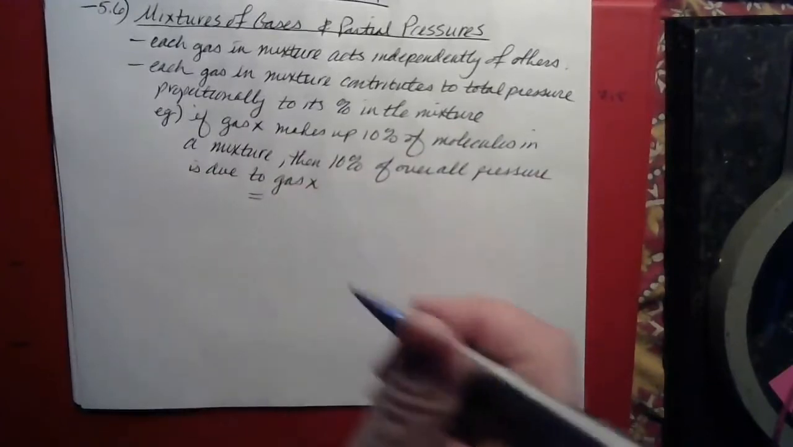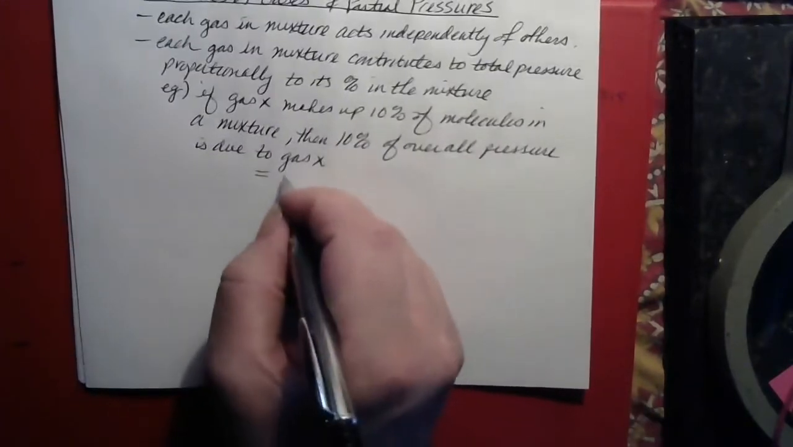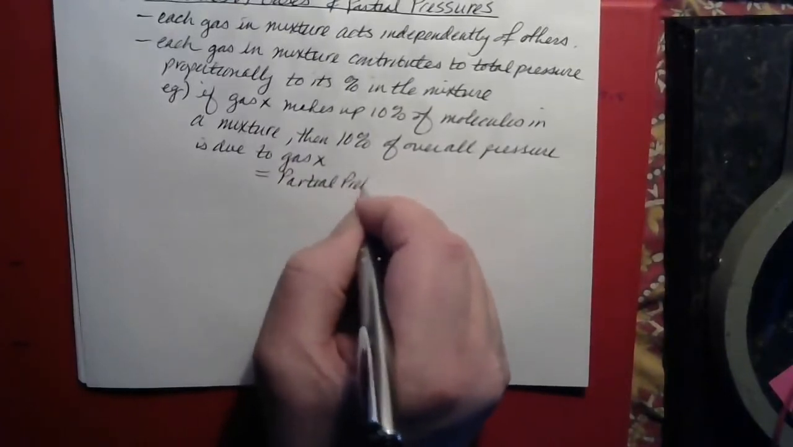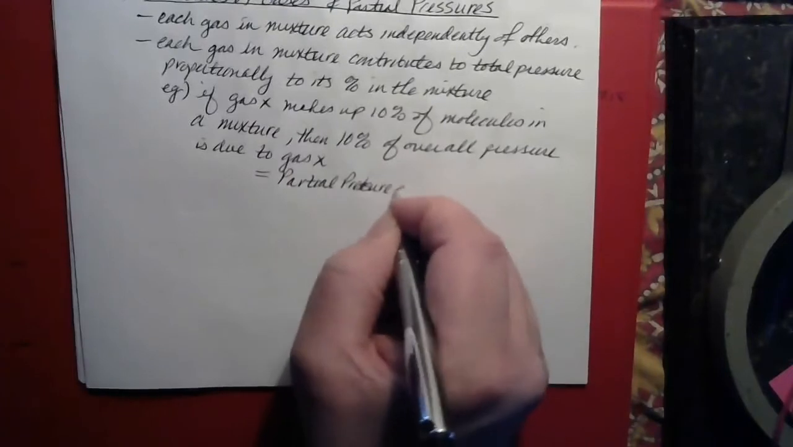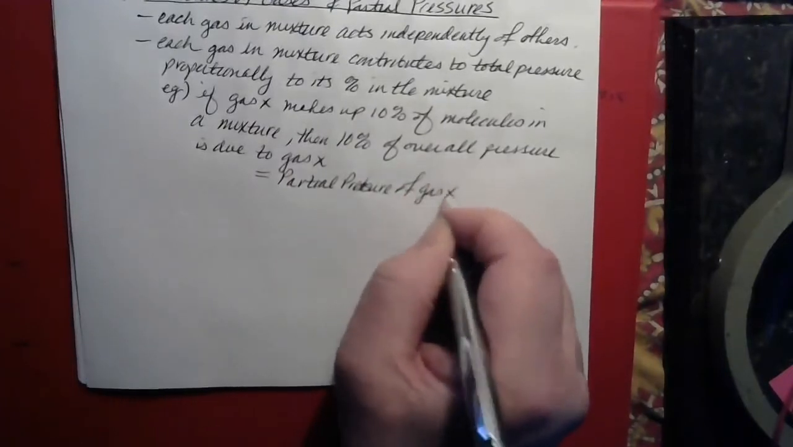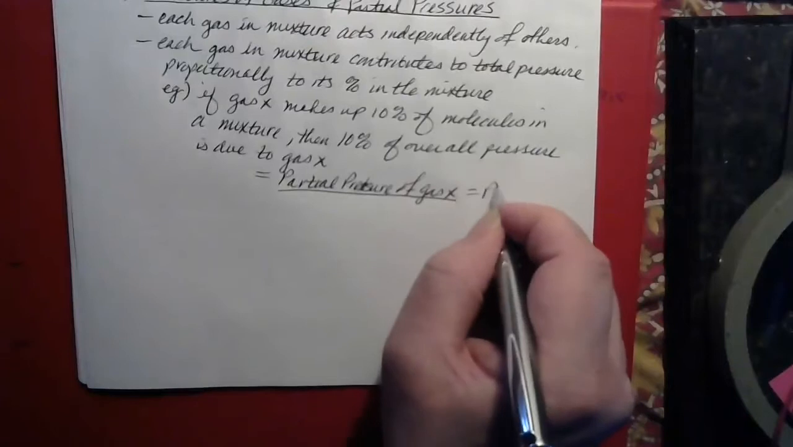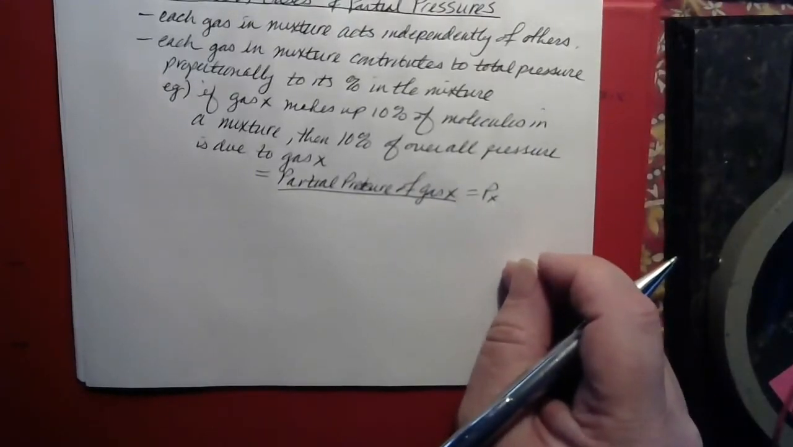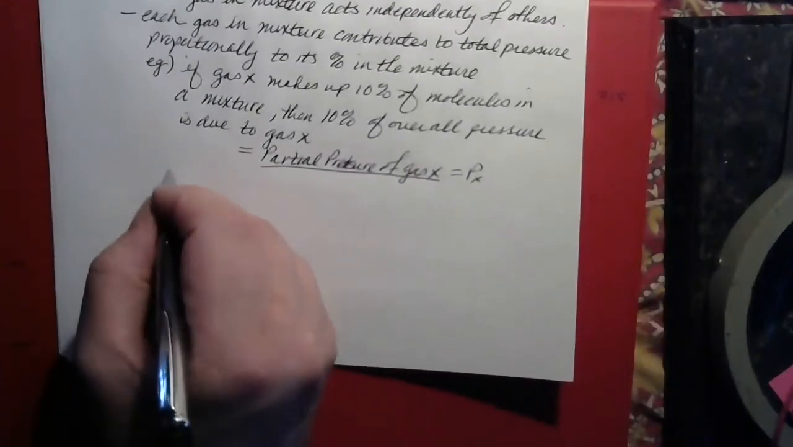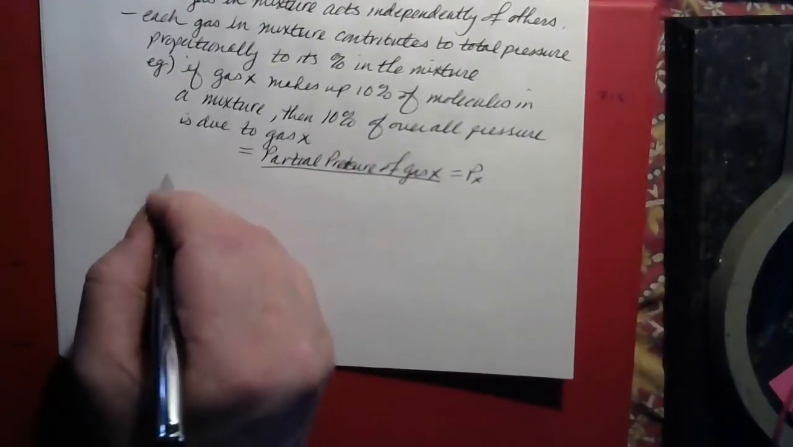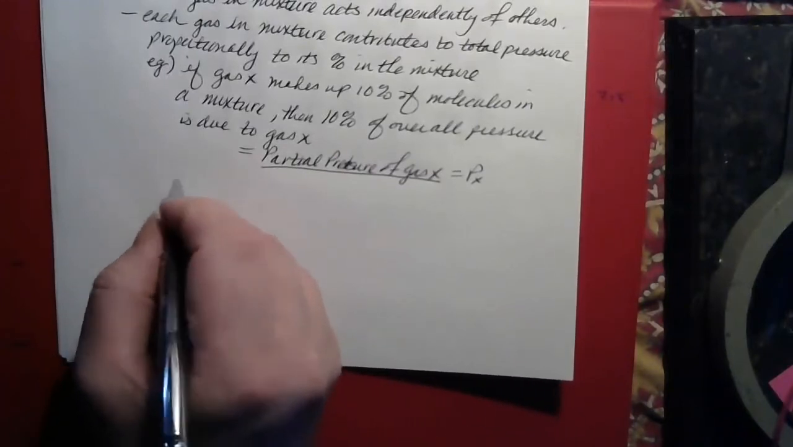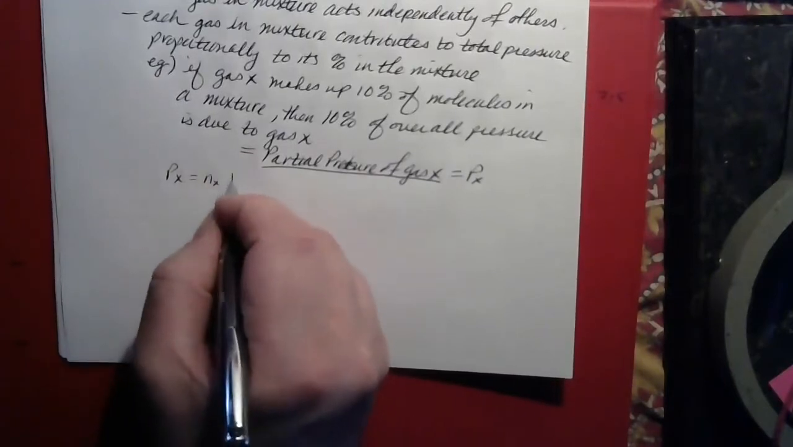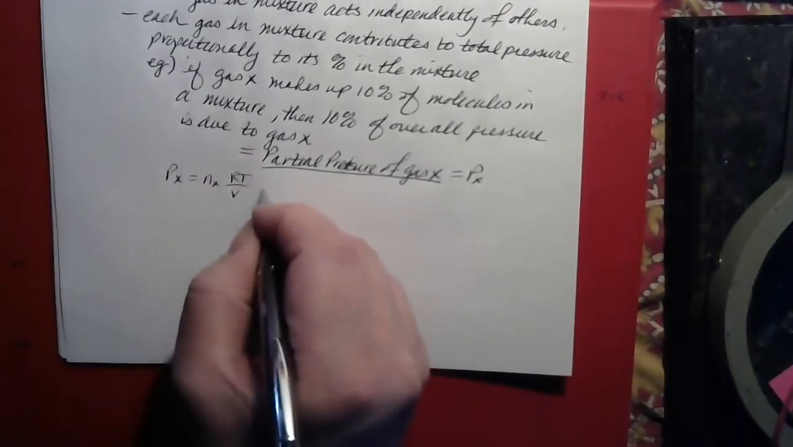And that 10% would be what's known as the partial pressure of gas X, or you can just call that P with a little X after it. So P of gas X is number of moles of X times RT over V.